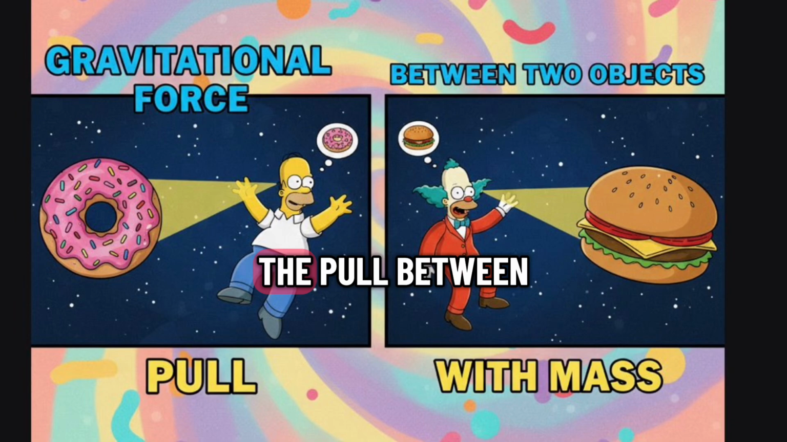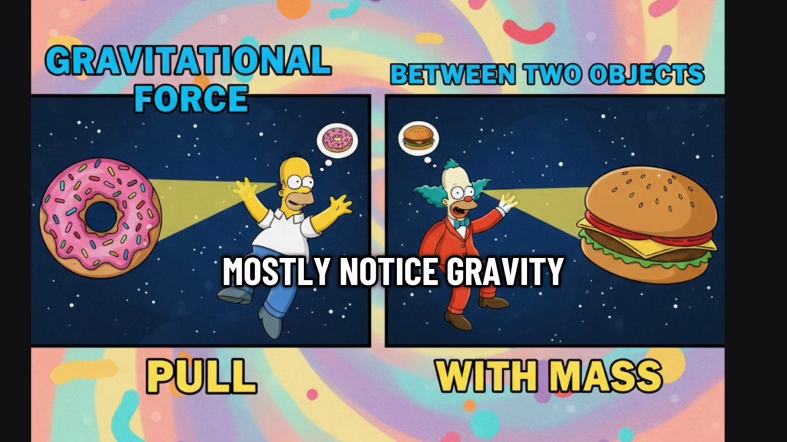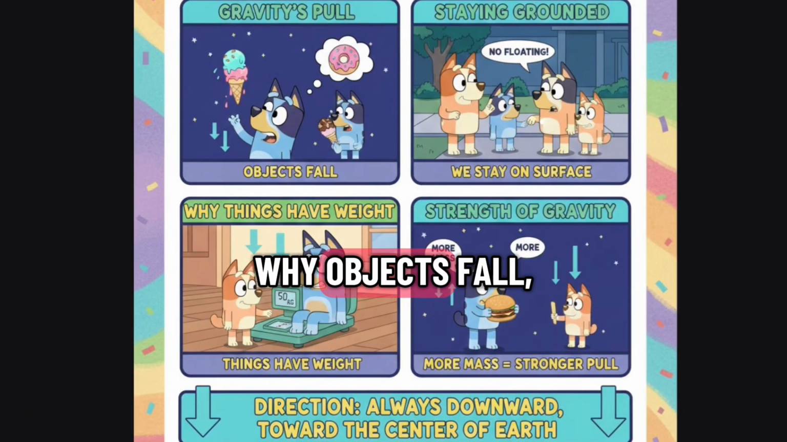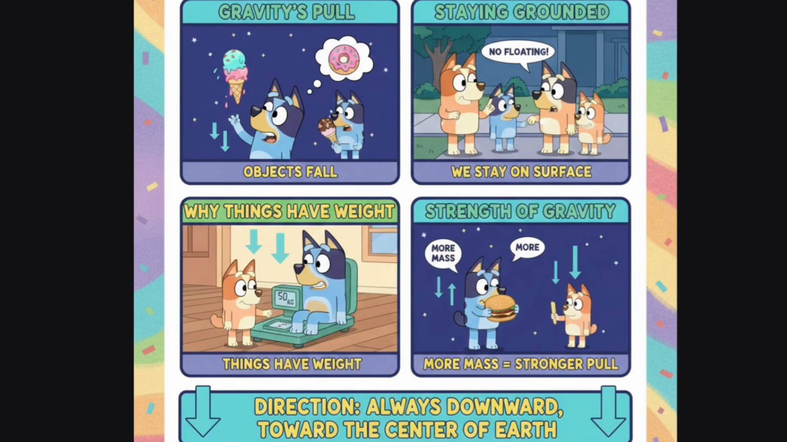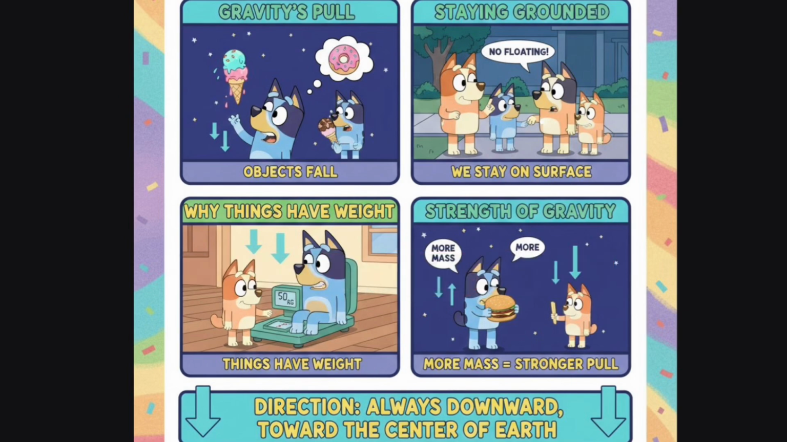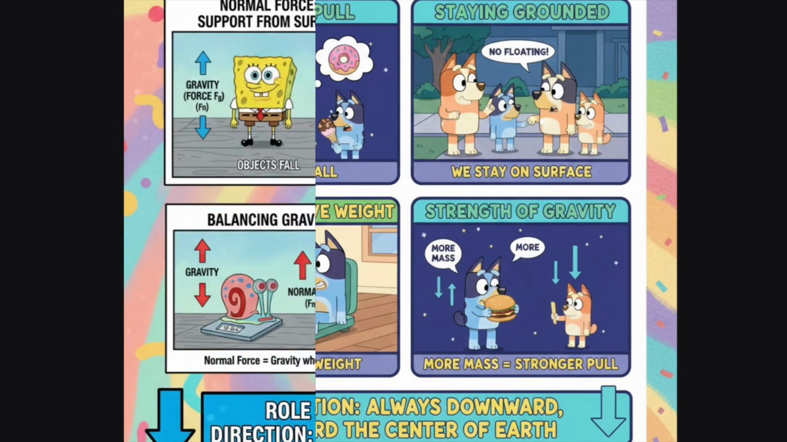Gravitational force is the pull between two objects with mass. On Earth, we mostly notice gravity pulling everything towards the ground. This force is why objects fall, why we stay on the surface, and why things have weight. Its direction is always downward towards the center of the Earth, and its strength depends on the object's mass. More mass means a stronger gravitational pull.